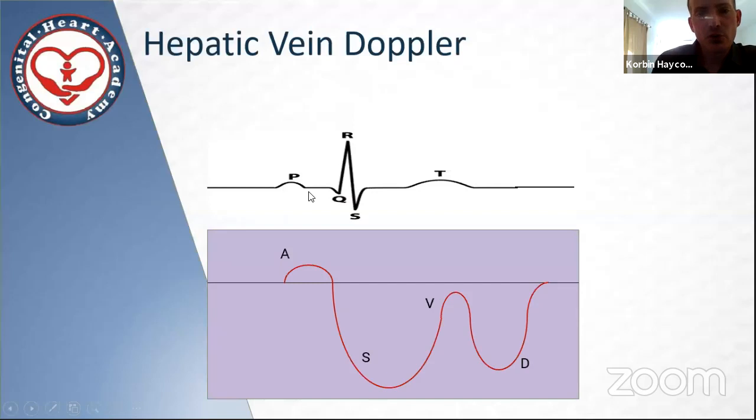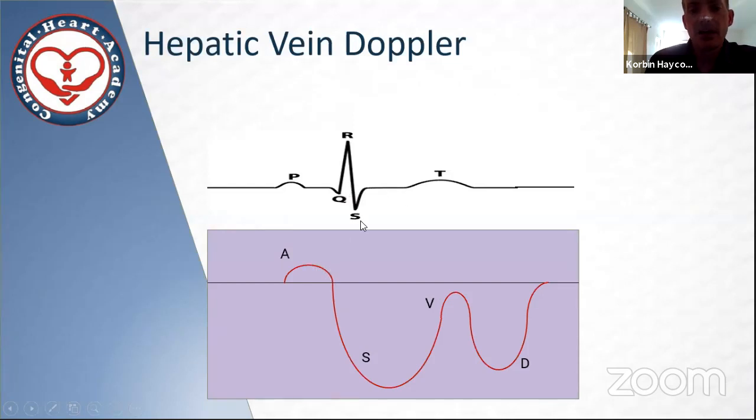right atria. So if we look at an EKG, we'll have with atrial contraction, some of the blood goes forward into the right ventricle, but some will reflux back because there's no effective valve between the right atria and the vena cava. And so we'll get a positive deflection, meaning flow refluxing into the hepatic vein.